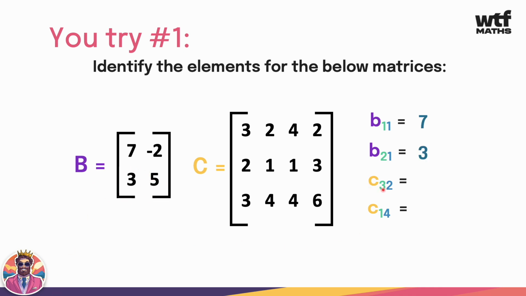Next one, C3,2. So look at matrix C. The third row is here, and we're looking at the second column, so it should be 4. And the last one, C1,4. So matrix C, first row, fourth position here is going to be 2.